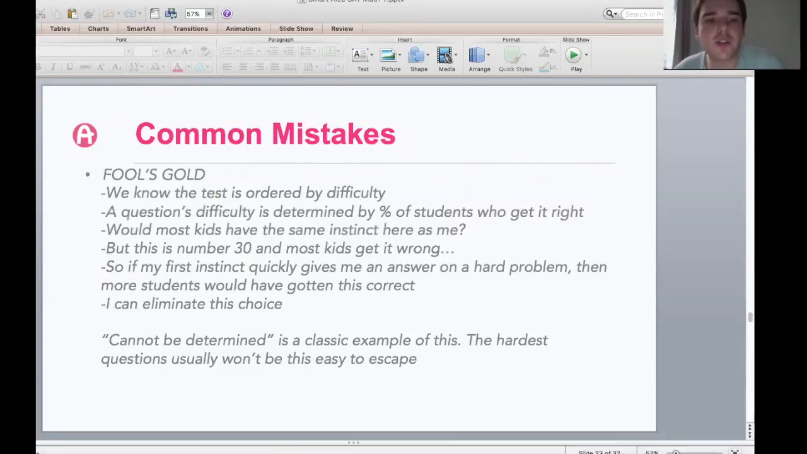Okay, so this introduces the concept of, I've seen it called different things, but let's call it fool's gold. And basically, here's the thought process. We know that the test is ordered by difficulty, and we know that difficulty is determined by the SAT and all of their past testing, based on how many students are getting something correct. So that means that the SAT expects more students to get number 1 right versus number 30.